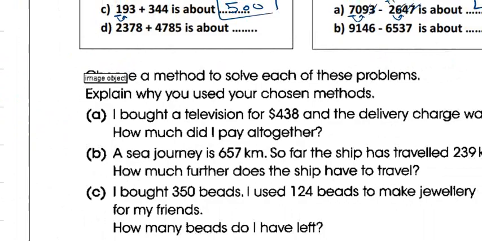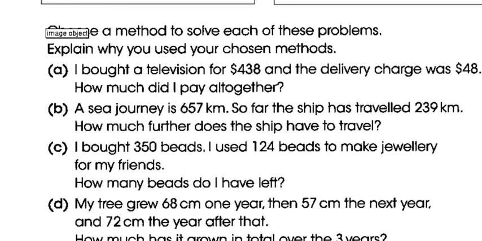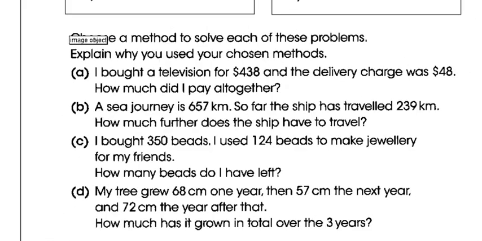Choose a method to solve each problem. Explain why you use this chosen method. I bought a TV for $438 and the delivery charge was 48. How much did I pay altogether? Altogether, it means I will add them. Addition. Because he needs the total cost. The total cost.